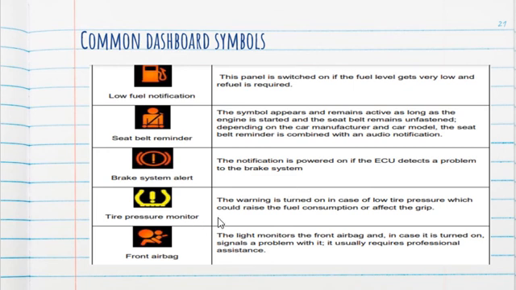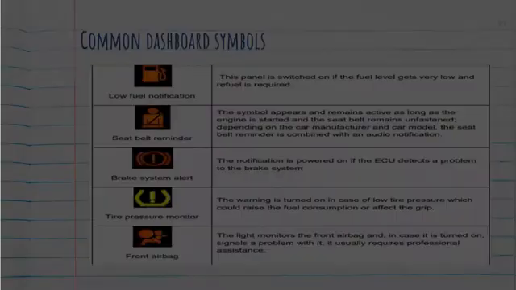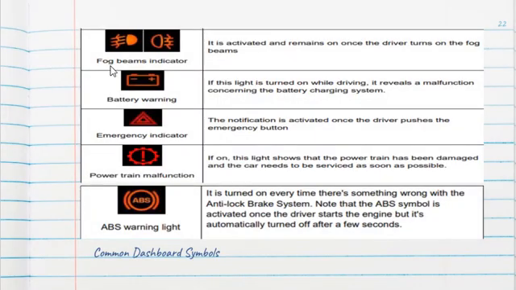Tire pressure monitor: the warning is turned on in case of low tire pressure, which could raise fuel consumption or affect the grip. And then front airbag: the light monitors the front airbag and, in case it is turned on, signals a problem with it. It usually requires professional assistance. And we also have the fog beam indicator. It is indicated and remains on once the driver turns on the fog beams.